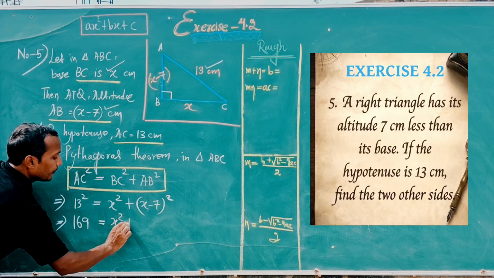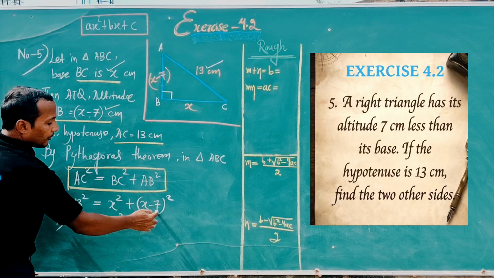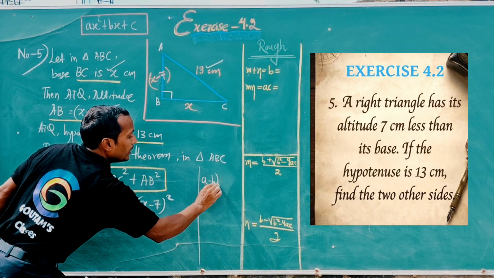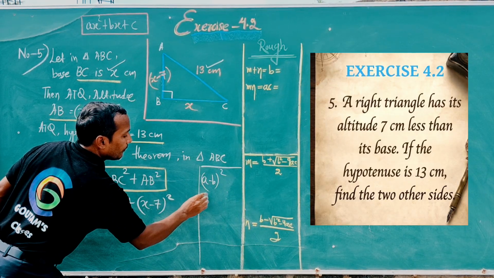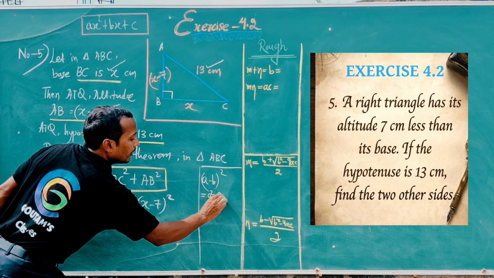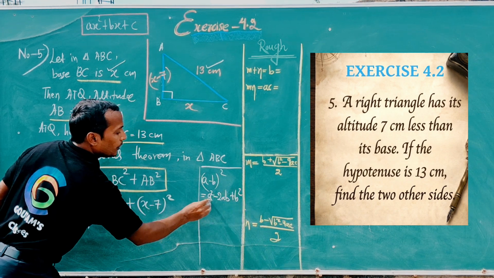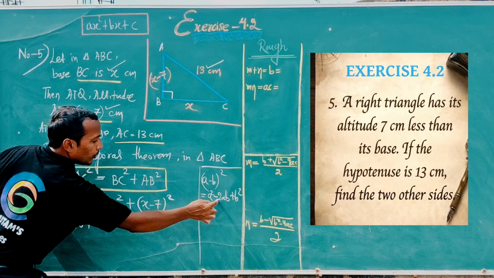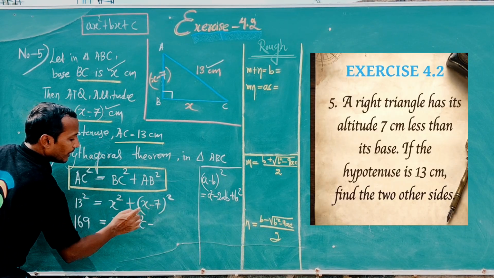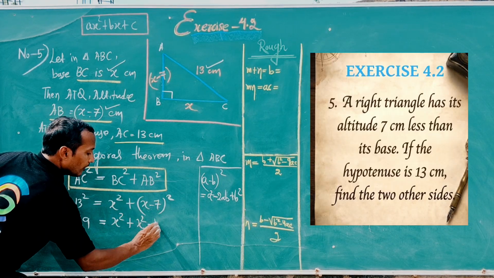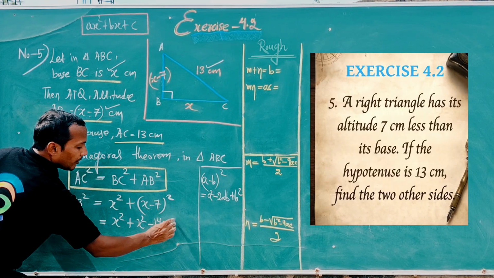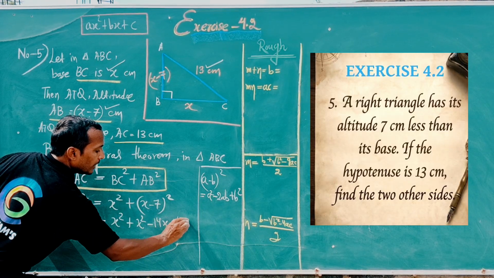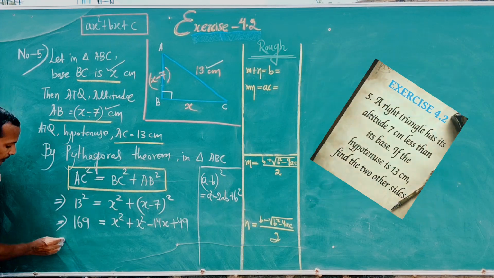X square we have already. X minus 7 square comes under a minus b whole square. You know what a minus b whole square is? A minus b whole square gives you a square minus 2ab plus b square. Who is a here? X. So I will write x square minus 2 into a into b, 2 into x into 7. 2 into x is 2x. 2x into 7 is 14x. And then plus b square. Who is b? 7. 7 square means 49. Clear?